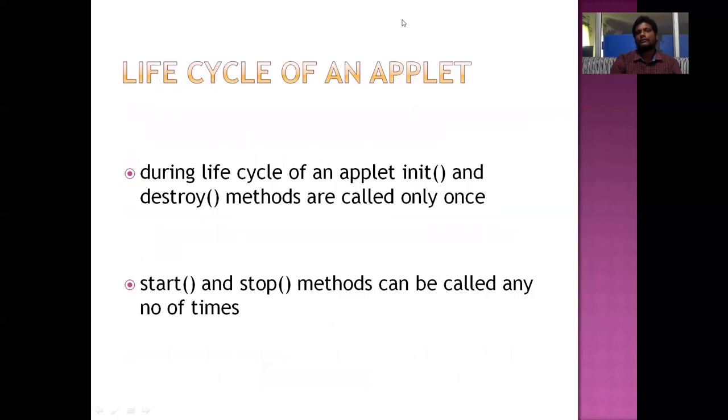Coming to the next slide. During the entire life cycle of an applet, init and destroy methods can be called only once. This is an important point in the features of an applet. Whenever a new window is created, JVM calls the init method. When that window is closed, JVM calls the destroy method. So the creation of the window, the closing of the window, and the start and stop methods, all this combination of these 4 methods is called the life cycle of an applet.